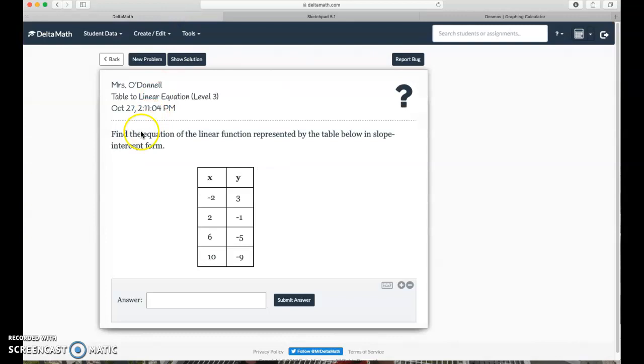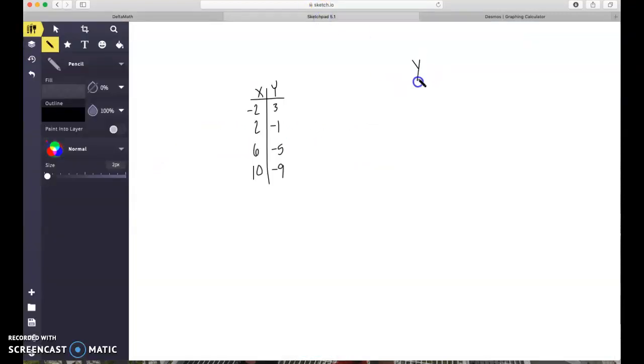The question says, find the equation of the linear function represented by the table below in slope-intercept form. I know slope-intercept form is y equals mx plus b, so I have to find my slope and my y-intercept. Neither one of those is directly obvious, so I'm going to start by finding my slope by using my carets and doing my subtraction, or thinking about the change between my numbers.